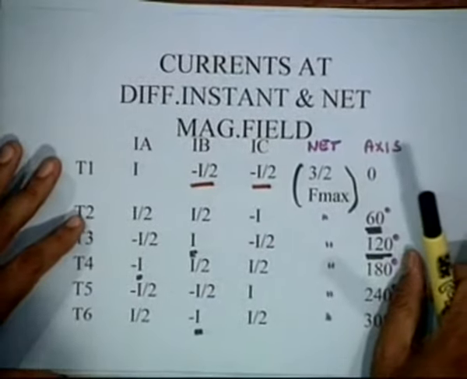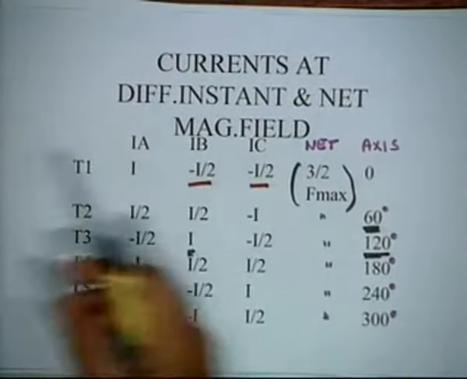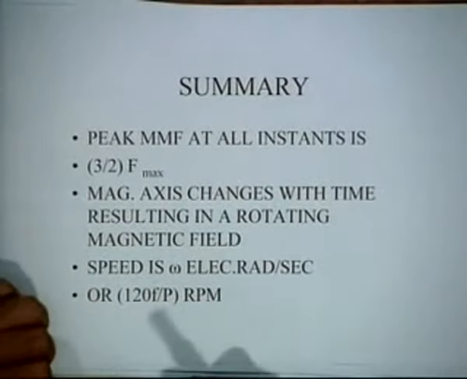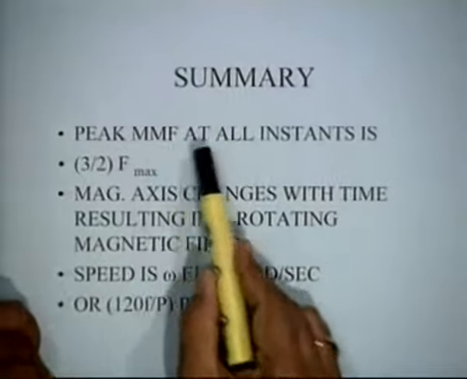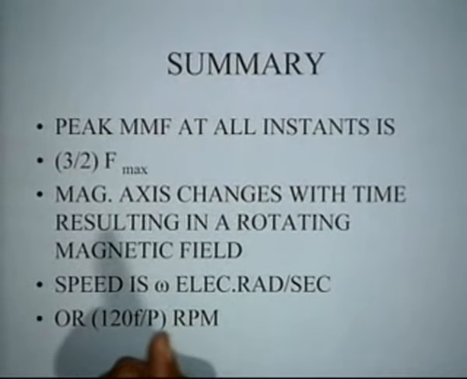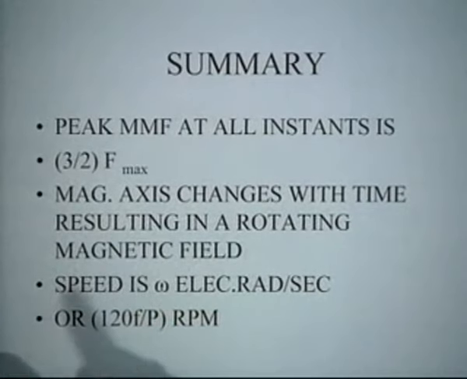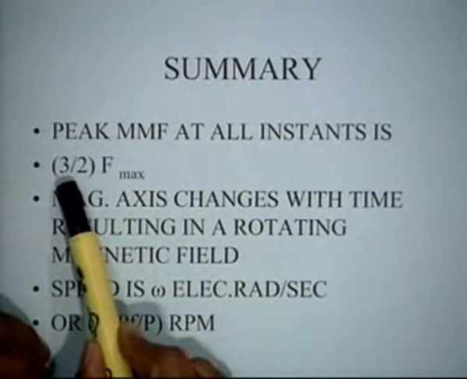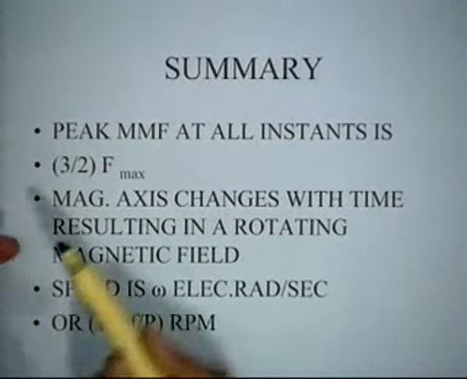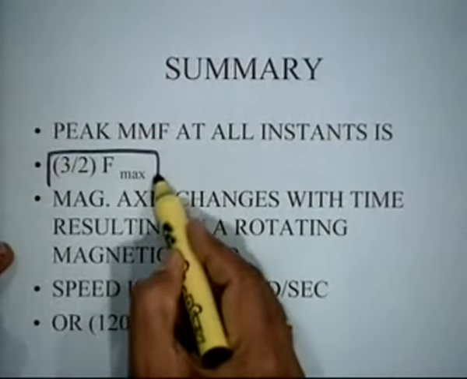That is one of the conclusions that you will notice, right? What are the conclusions? That peak MMF at all instants is 3/2 F max. Magnet strength does not change. Magnet strength remains with a peak value of 3/2 F max. This is one conclusion. Okay, it remains at 3/2 F max.